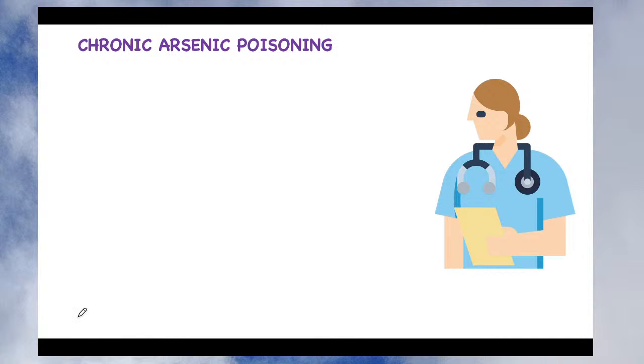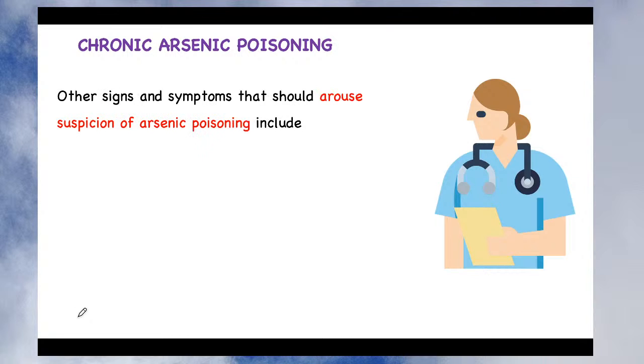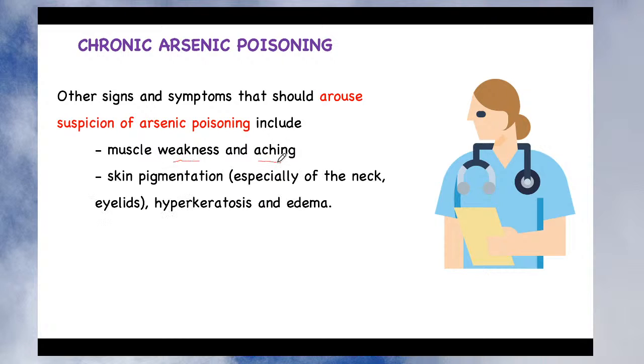In chronic arsenic poisoning, where you get a low and gradual dose of arsenic, you may show different symptoms. The signs and symptoms that should arouse suspicion of arsenic poisoning include muscle weakness and itching. The patient suffers from muscle weakness and there is itching in the skin. You may suffer from skin pigmentation, especially on the neck. You may see many patients having skin pigmentation on the neck. Arsenic poisoning is one of the reasons.